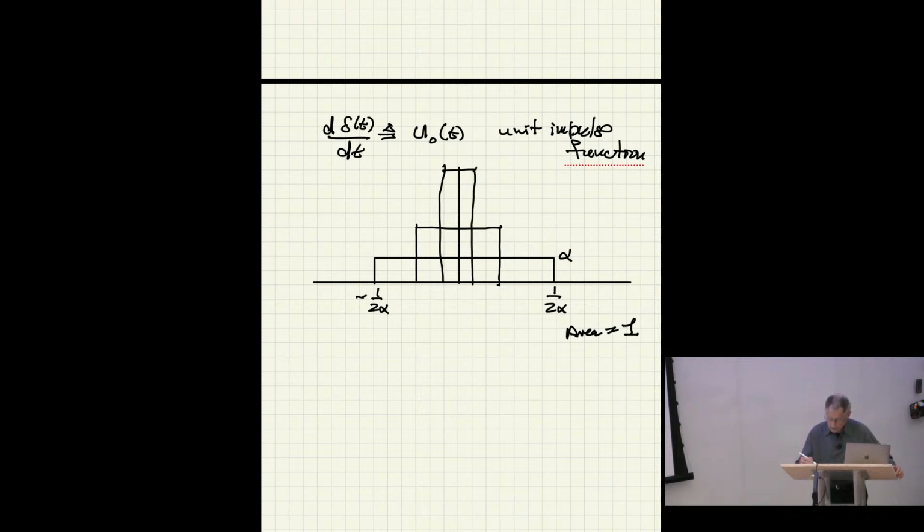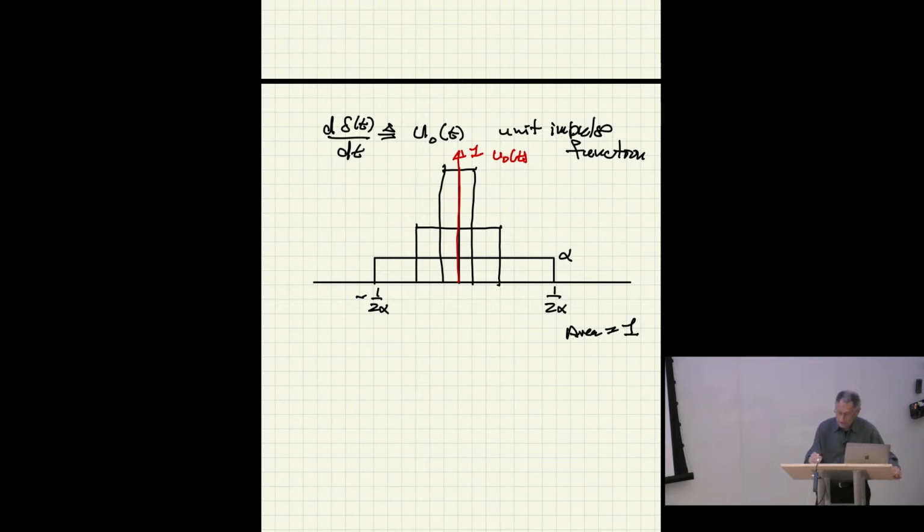And in the limit, I'm going to get something whose area is 1, which is very narrow, and whose height is infinity. And I'm going to denote that with this symbol. It's just a vertical arrow. It looks like this, with value 1. That's a unit impulse. We'll call that u0 of t, 1 for the unit. Its height, its value is infinite. The arrow indicates it's going to infinity.